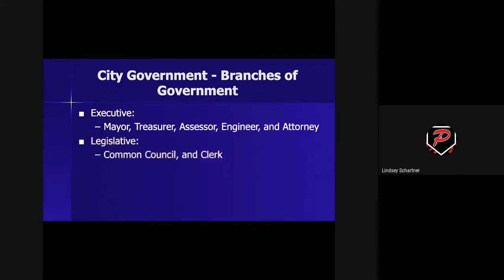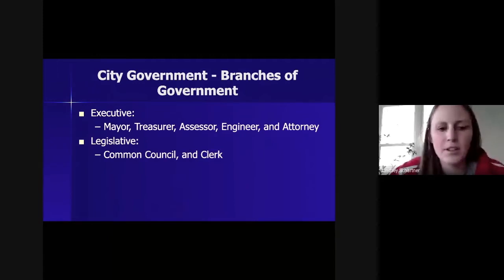For the legislative, again, you're going to see a common council and then the clerk. Okay, so those decisions talking about laws and ordinances, things of that nature, and then the clerk making sure that things are organized out to people and kind of running that piece of it.